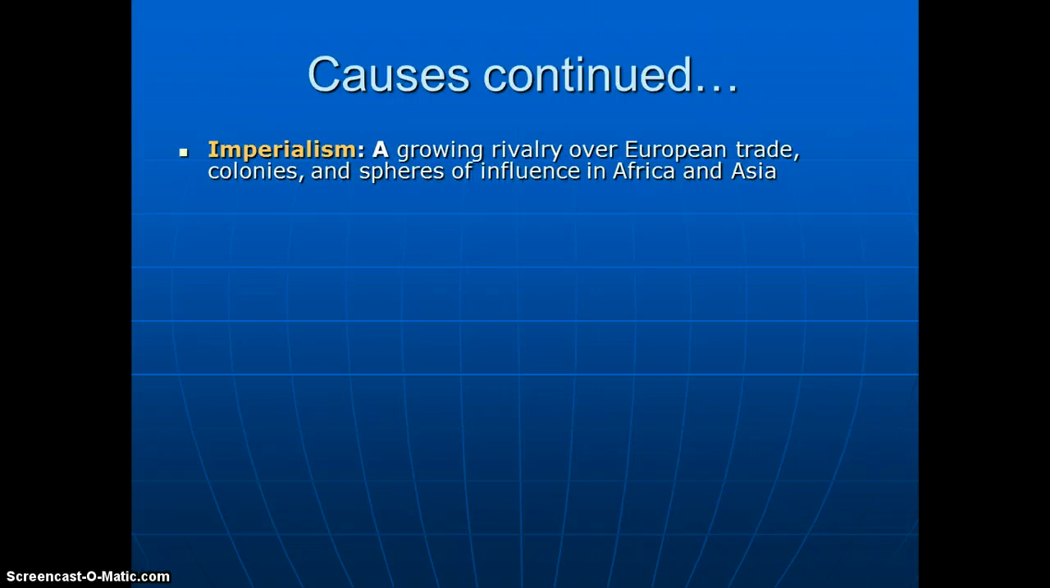Another cause of World War I was imperialism. As we saw in the imperialism unit before this, there was a rivalry over expanding markets, expanding European trade, gaining new colonies, using that sphere of influence, and especially focusing on the continents of Africa and Asia.